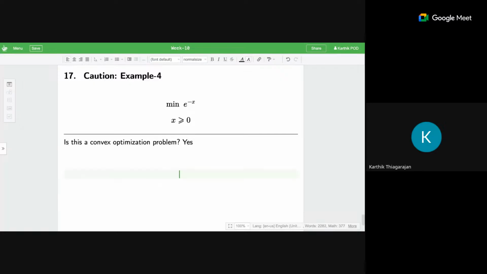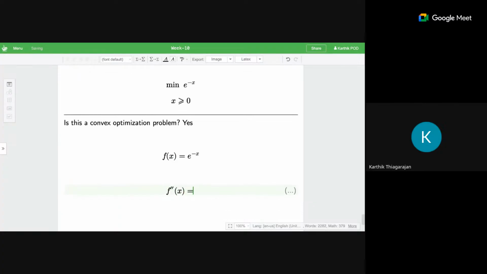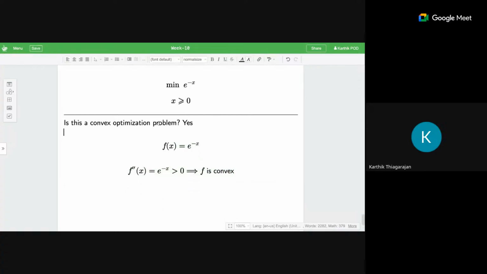Yes, because if you look at e power minus x, then what you do is you take f double prime of x. f of x is e power minus x, f prime is minus e power minus x, and f double prime is e power minus x again, correct? And this is always positive. So this implies f is convex, right? The second derivative should be non-negative. That is the test for convexity. So f is convex because of this reason.